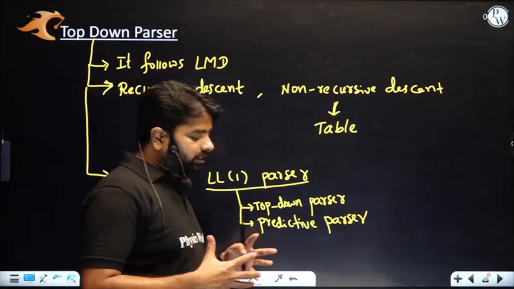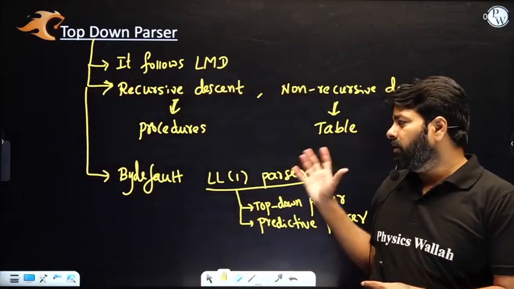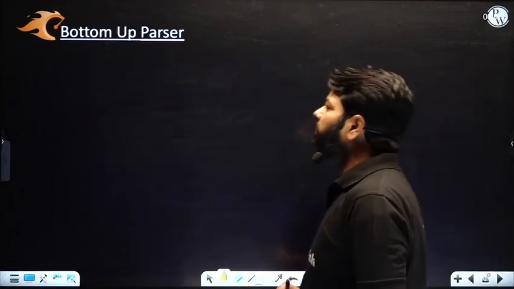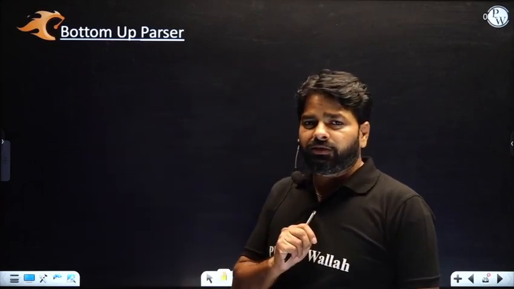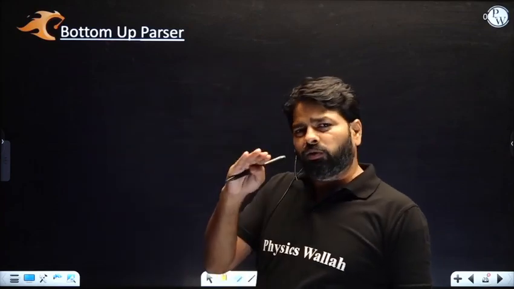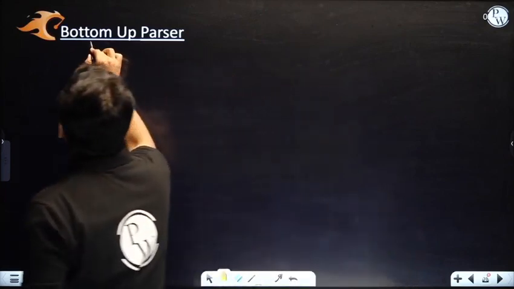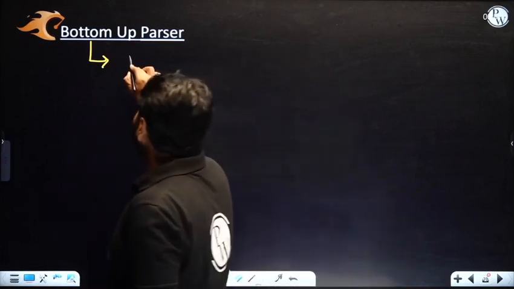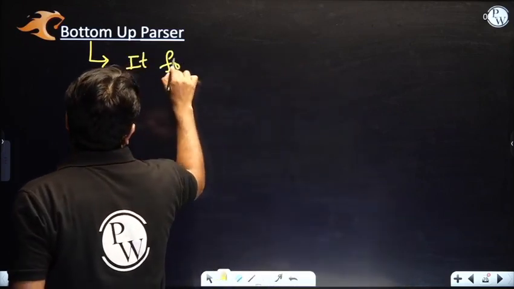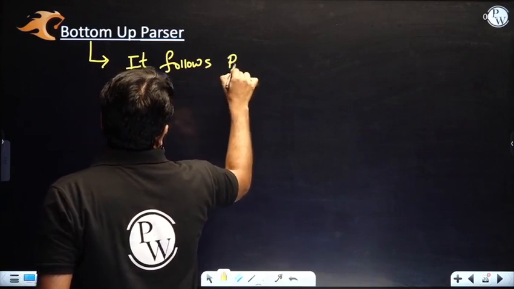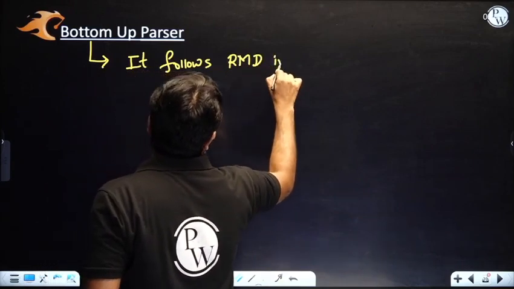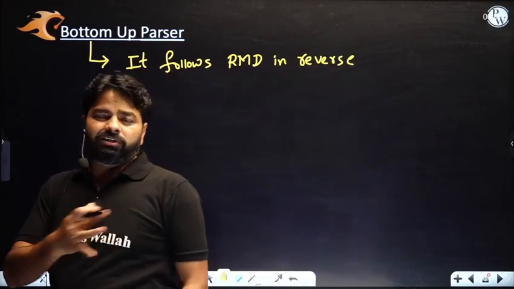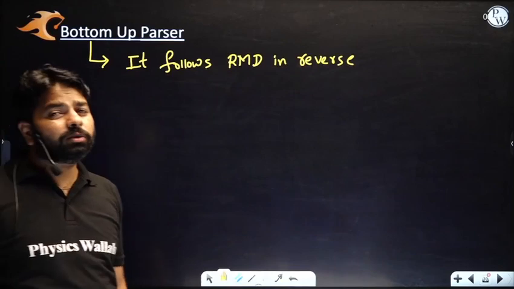We are going to look at the LL1 parser in detail soon, but before that we will look at what the bottom-up parser is. You understood the top-down parser, right? It follows leftmost derivation. Then what is the bottom-up parser? It follows RMD, rightmost derivation, in reverse order. Then we should know what the rightmost derivation in reverse is. That is called the bottom-up parsing order.